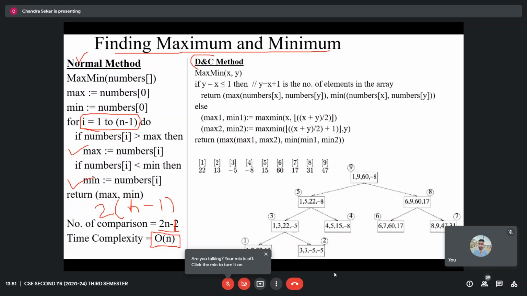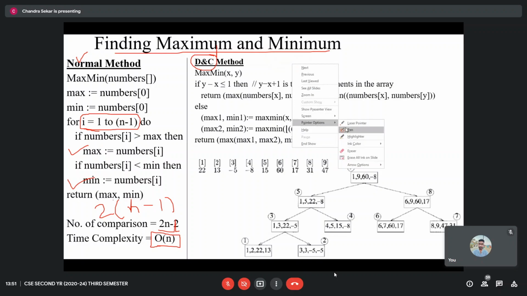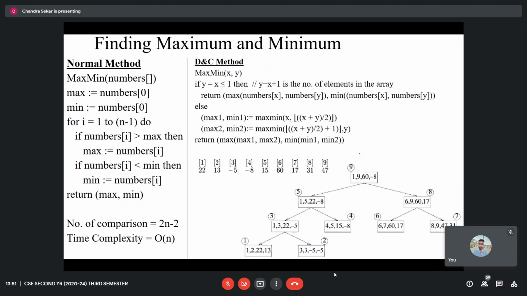When it comes to the divide and conquer method, the divide and conquer method will divide the given problem into subproblems, and it will calculate the subsolutions and finally merge the subsolutions into the final solution. So this is the divide and conquer approach for the max and min.